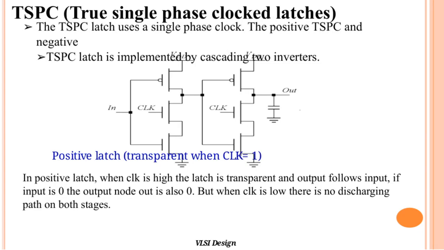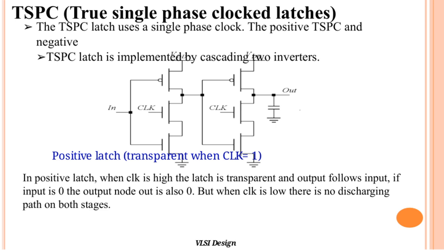Here, we focus on true single-phase clock latches, or TSPC latches, which are widely used in VLSI design due to their efficiency. Starting with the positive latch, it's important to note that this latch becomes transparent when the clock signal, CLK, is high. In other words, when CLK is equal to 1, the output directly follows the input. For example, if the input is 0, the output node will also be 0.